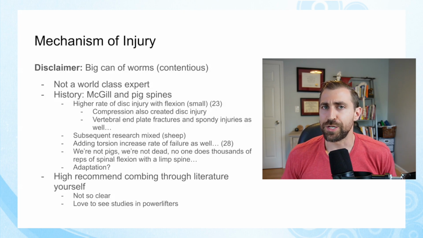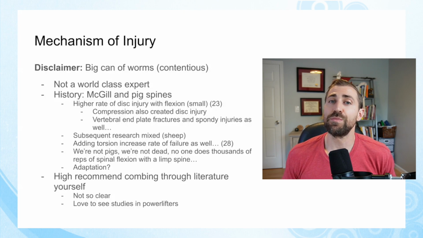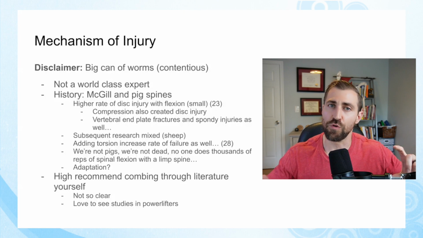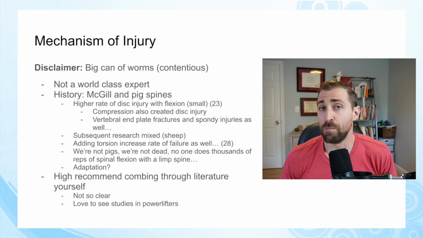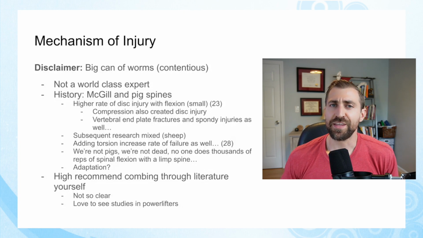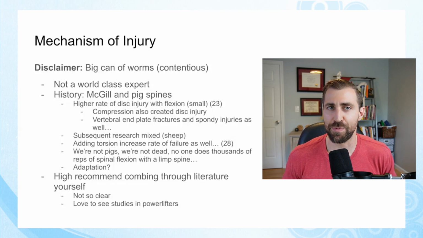What I should also mention is that we talk a lot about flexion being bad for the spine, but if we're looking at some of these studies, when they add torsion or rotation or twisting to the spine, it actually increased the failure rate as well, more so than adding flexion. So if we're going to be scared of anything, I would choose rotation over just flexion. At the end of the day, we're not pigs, right? We're not sheep. No one goes in the gym with a limp spine and does 40,000 repetitions of crunches over and over again with the weight on top of their head. Okay. Doesn't make a whole lot of sense.